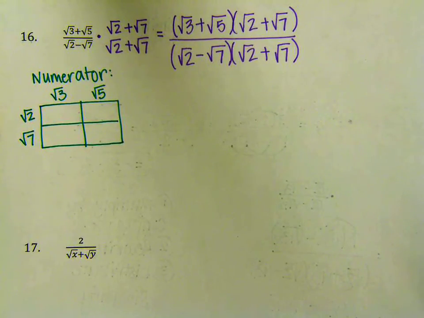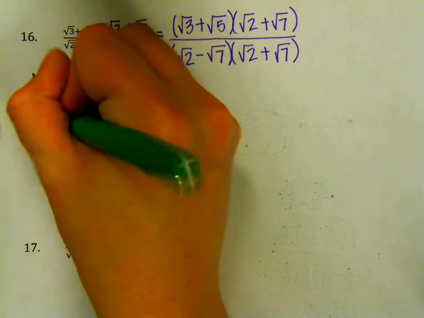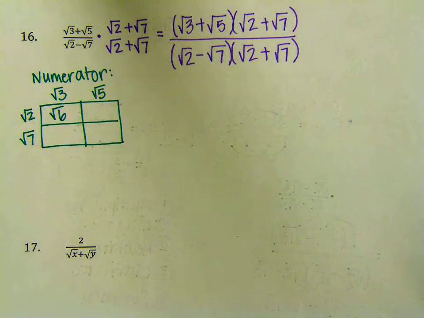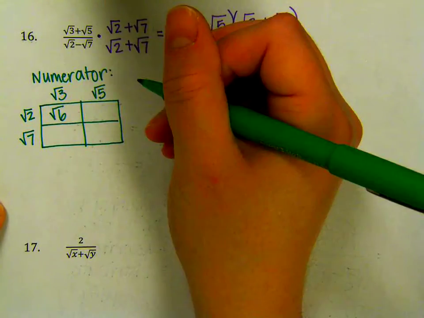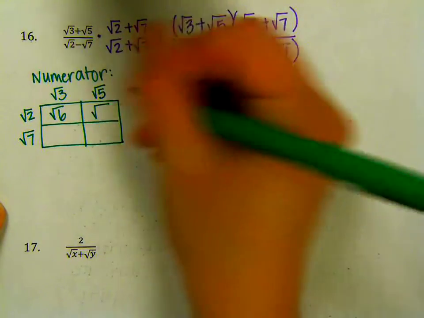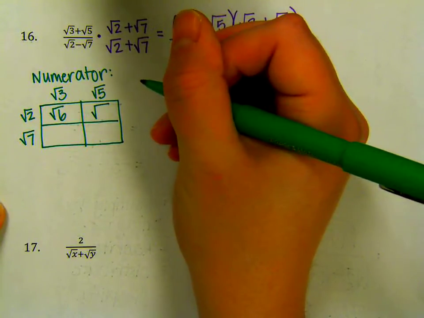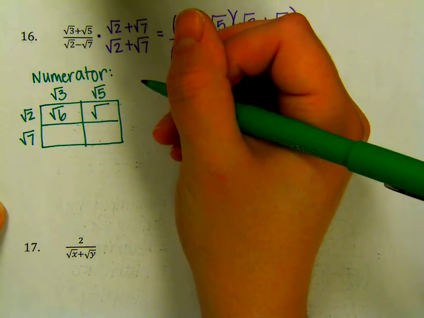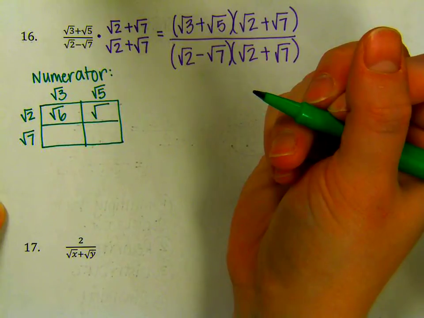What's square root of 2 times square root of 3? Good. Well, what's square root of 2 times square root of 5? Square root of 10. Do I multiply? No. What is 5 times 2? Oh, 10.